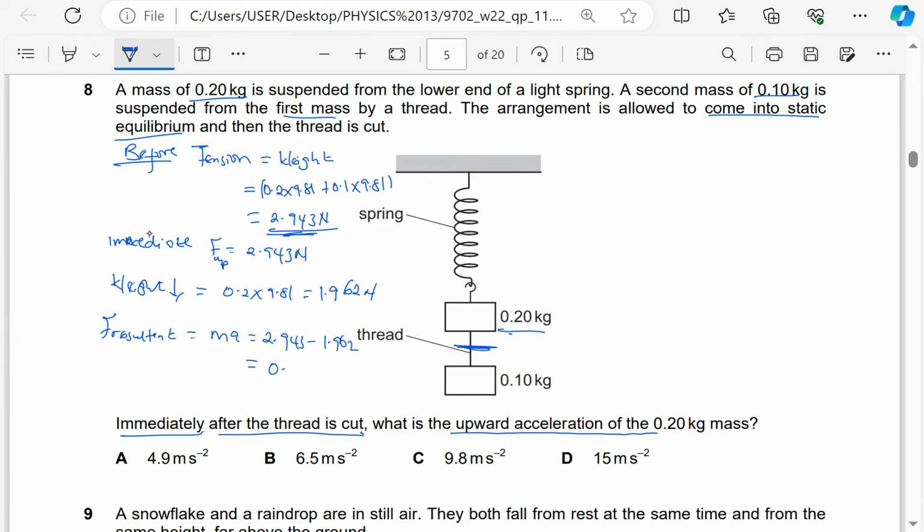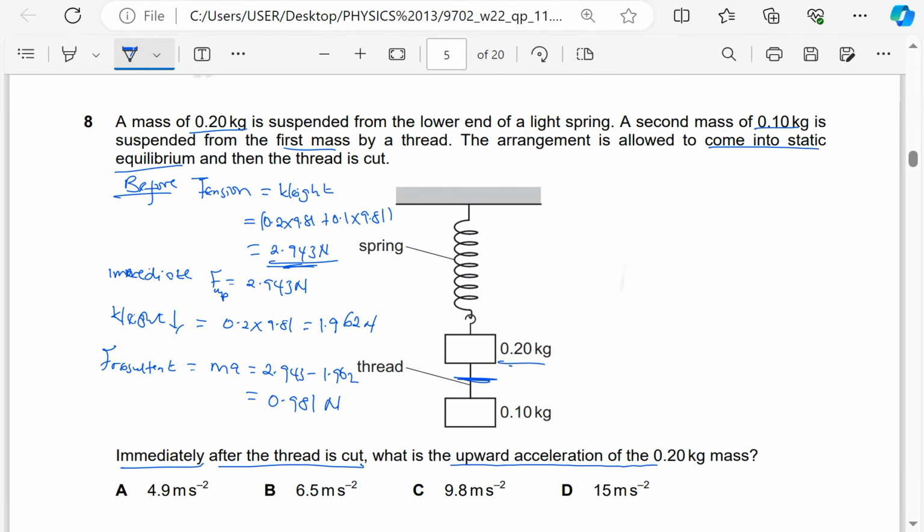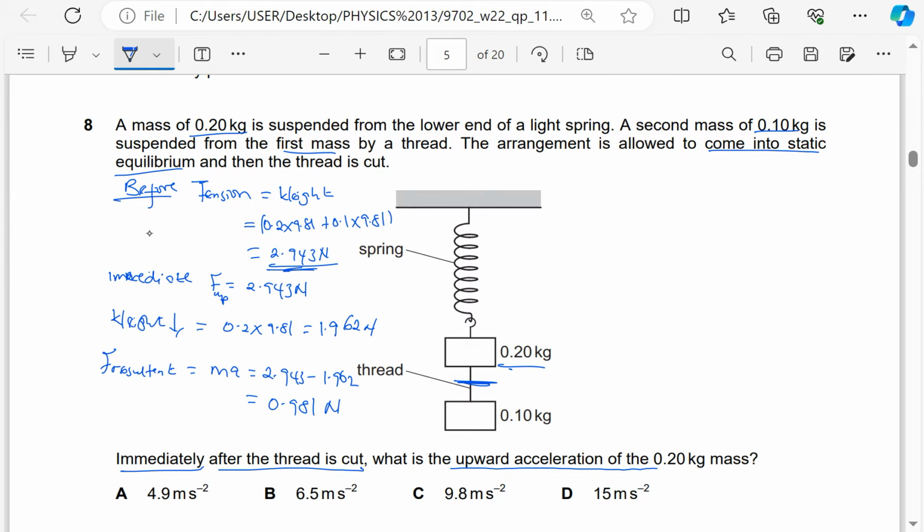So this gives me 0.981 newtons. That is the resultant force immediately. That will be the resultant. So we want to find the acceleration. So MA is going to be 0.981. Of course, the mass is 0.2.